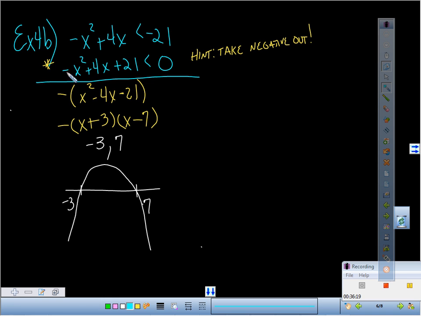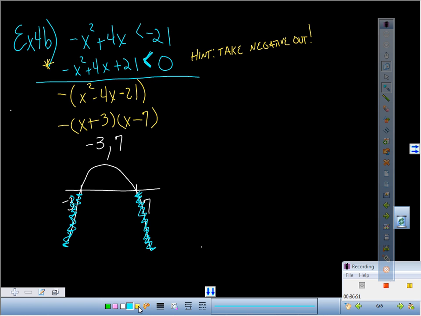Okay, here's what it says. I want the part of this parabola that's less than 0. Is that above the line or below it? Below it, good. So this is the part of the parabola that's my solution.